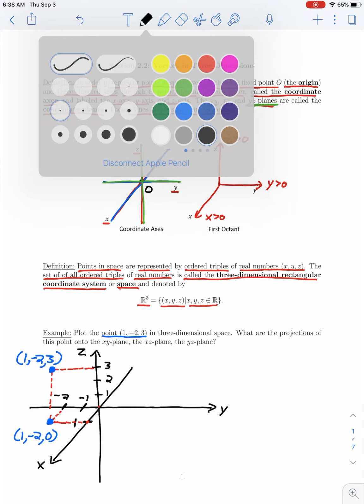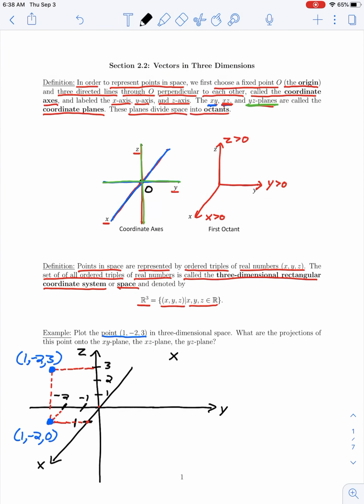So let me keep track of this to the side. So for our projection onto the xy plane, we have the point 1, negative 2, 0.